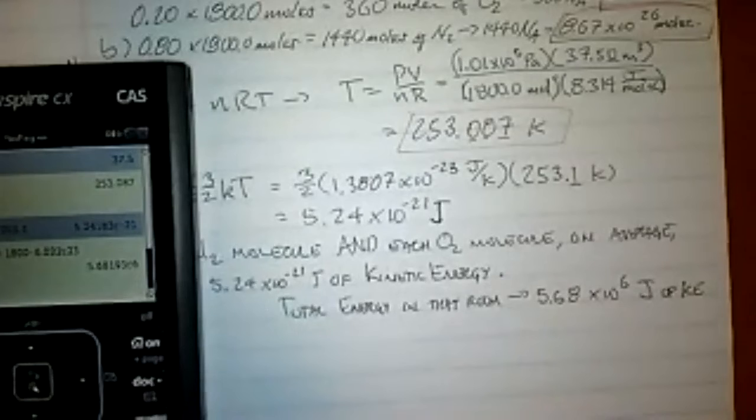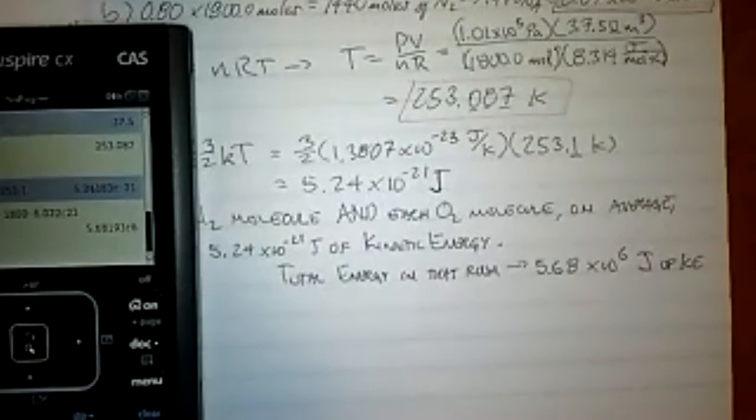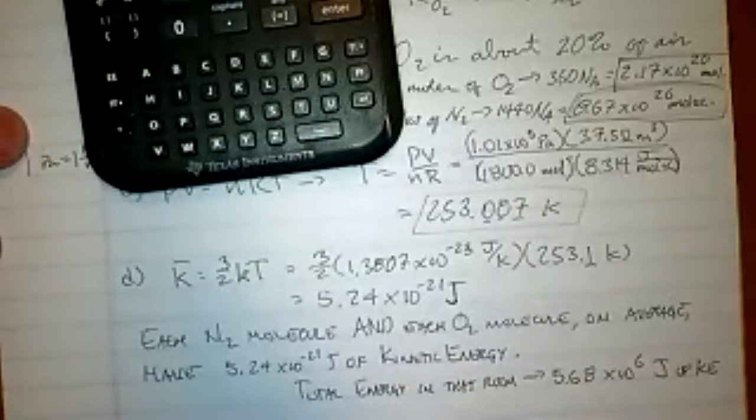That's 5.68 megajoules. That's just the energy stored in the kinetic energy of the atoms, well, in this case, molecules mostly, of that room full of gas, even at that low 253 Kelvin temperature. That's a buttload.